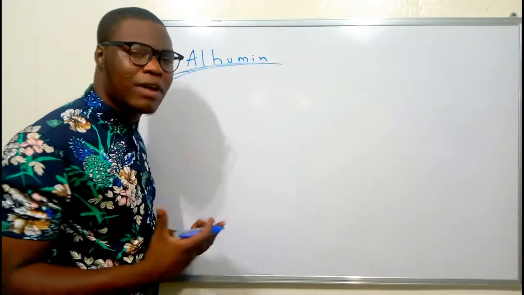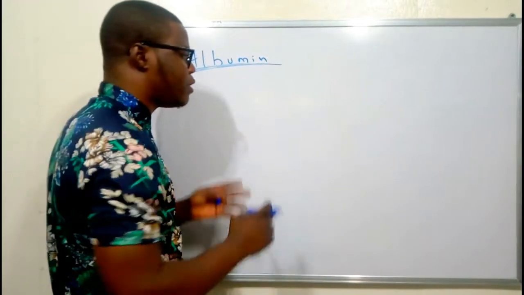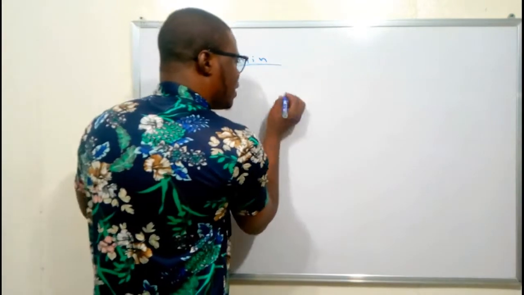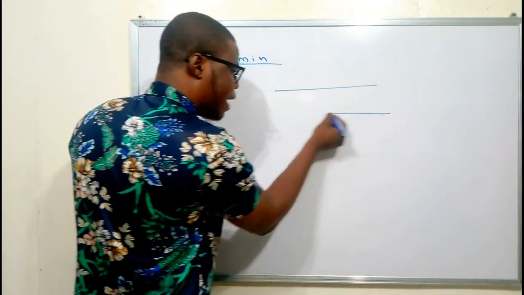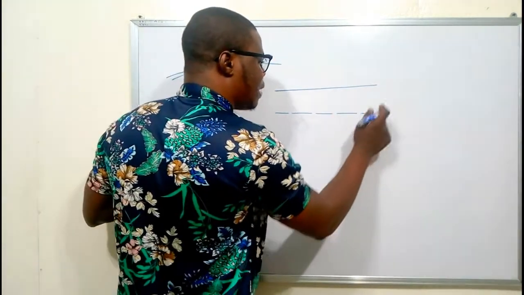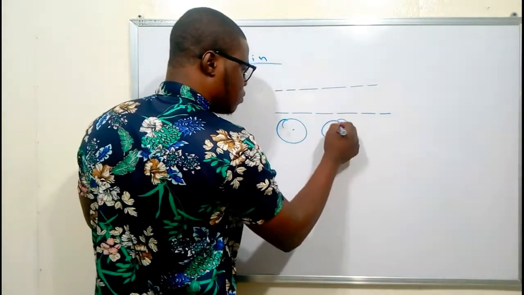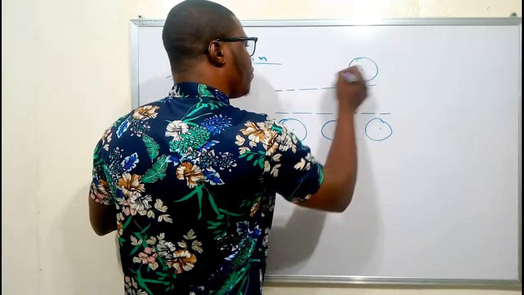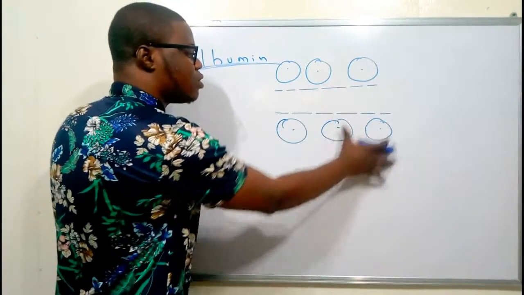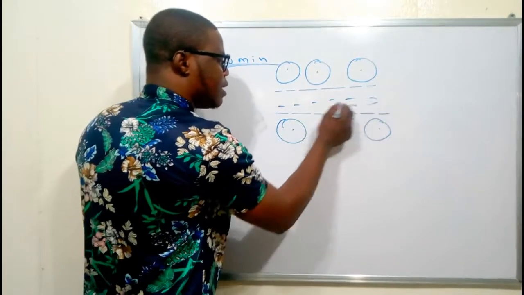So what is the function of albumin? To understand that, we have to take a careful look at the capillary bed. So I'm just going to do a brief introduction to the capillary bed at the microscopic level. At the microscopic level, the capillary bed looks like this. Now, this is the microscopic structure of the capillary bed.